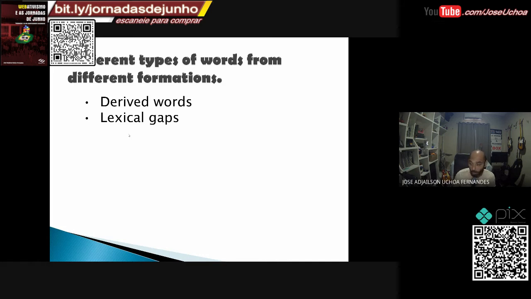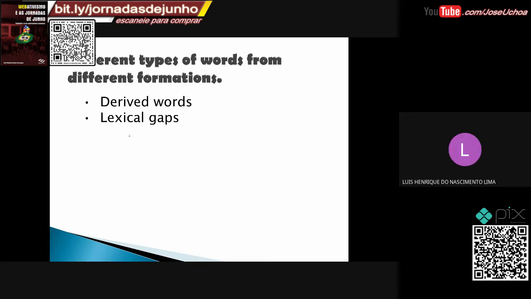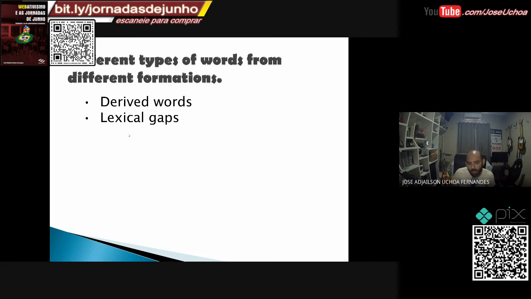There is a gap in your theory. Quando eu digo there is a gap in your theory, what does it mean? An empty space. A lexical gap is an empty space in the lexicon. A gente vai tratar isso com detalhe. Lexical gaps are words that, although they are well formed, I mean, they can be formed according to the rules, they do not really exist.